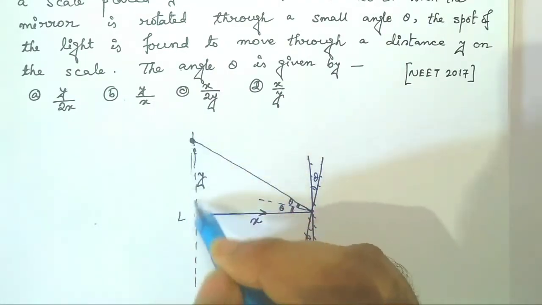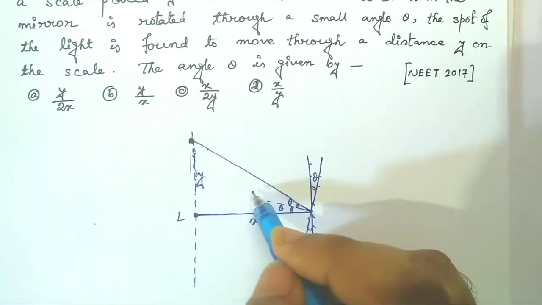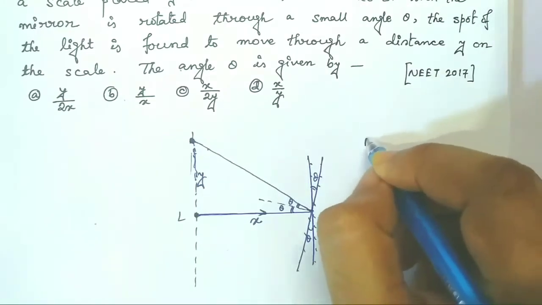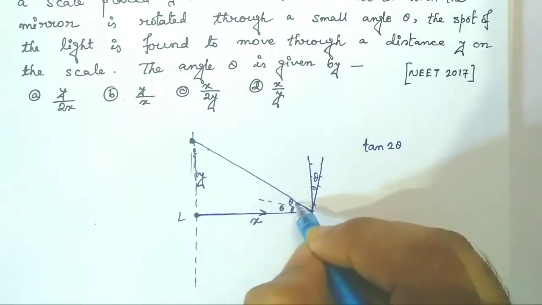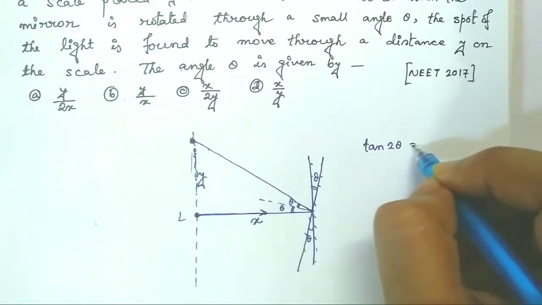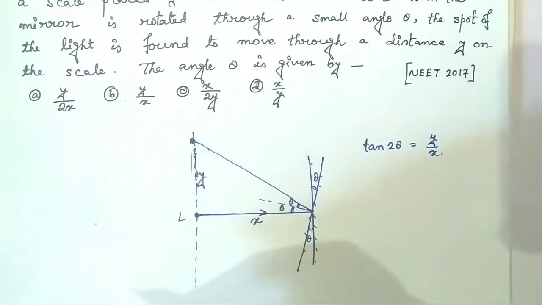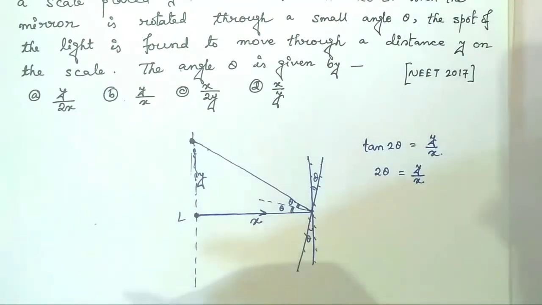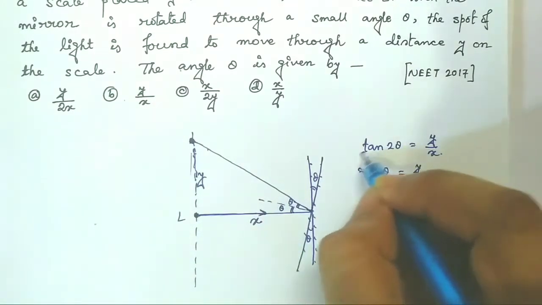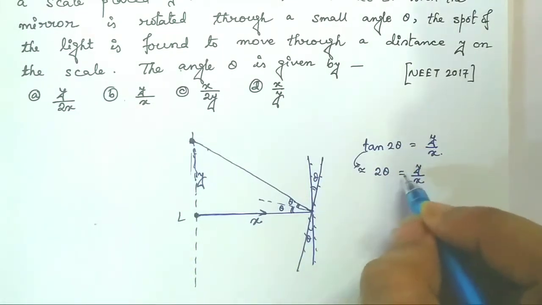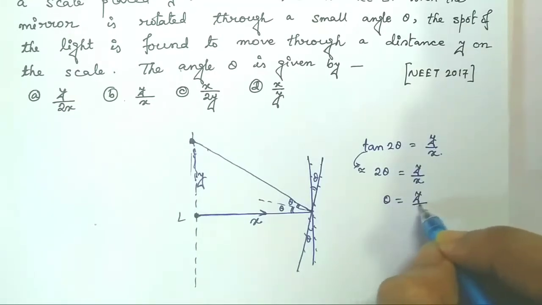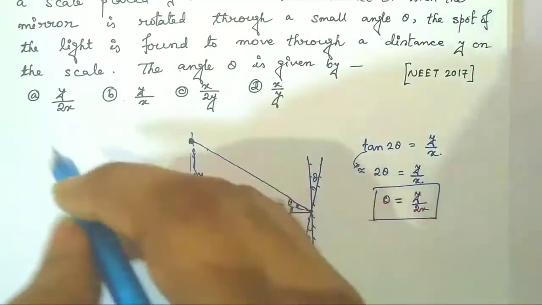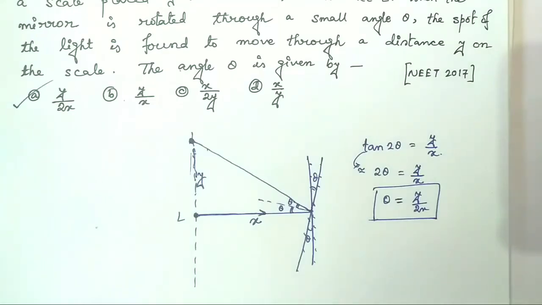Consider this triangle. This is a right angle triangle of which the height is y and the base is x. So we can write from here tan 2 theta. This angle is theta plus theta, that is 2 theta. Tan 2 theta equal to y by x. Since theta is very small, we can write 2 theta approximately equal to y by x. If 2 theta equal to y by x, then theta will be y by twice x. This theta is asked in the question, so option A is the right answer, y by twice x. Move on to the next question.